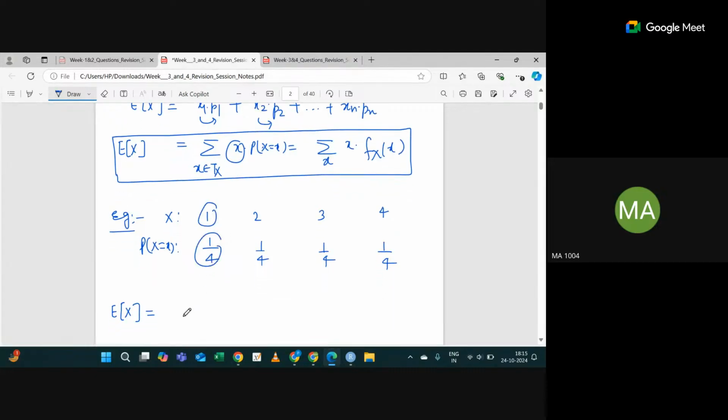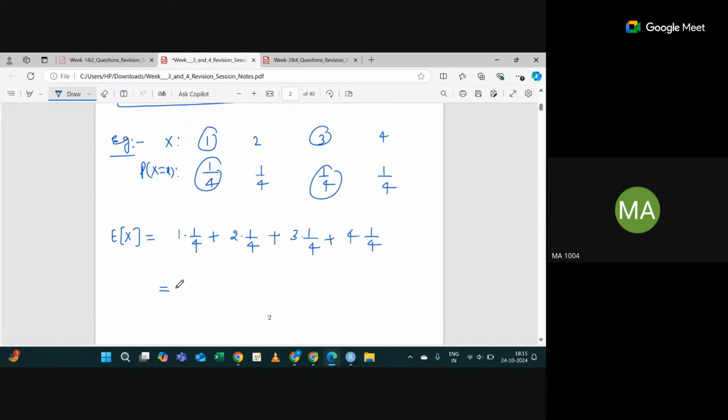1 into 1 by 4 plus 2 into 1 by 4 plus 3 into 1 by 4 plus 4 into 1 by 4. Correct? So 1 by 4 I can take common. It will be 1 plus 2 plus 3 plus 4, which is nothing but 10 divided by 4, which is 2.5. So this will be your answer. All right. Any doubt? No, sir.